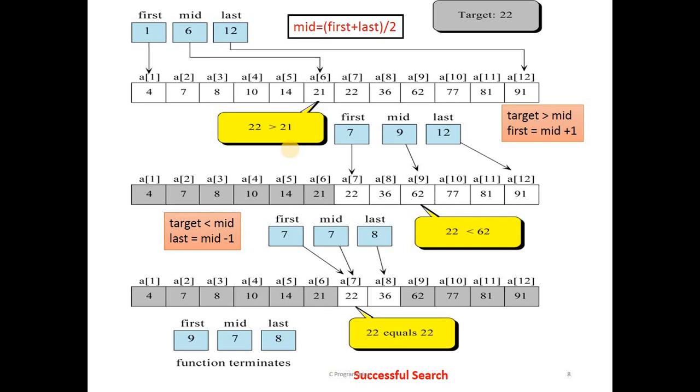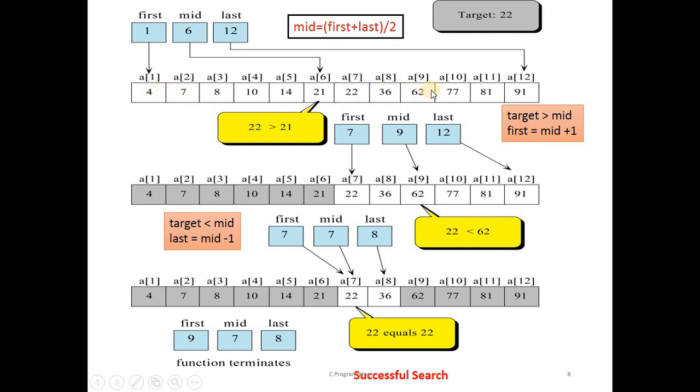So in this diagram I am explaining this binary search technique clearly. Let's consider this array: 4, 7, 8, 10, 14, 21, 22, 36, 62, 77, 81, 92. Notice that these elements are already sorted in ascending order.